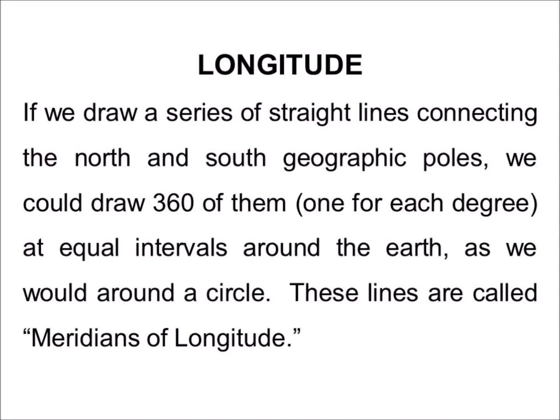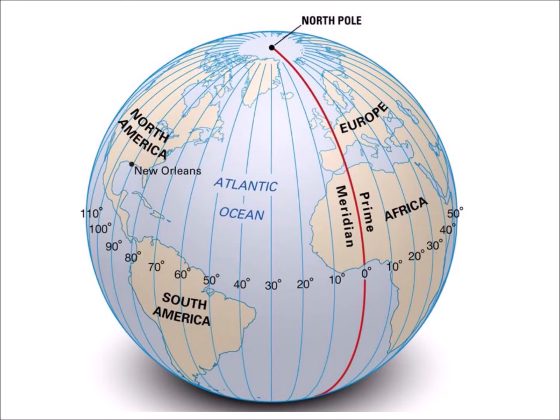Longitude. If we draw a series of straight lines connecting the north and south geographic poles, we could draw 360 of them, one for each degree, at equal intervals around the Earth, as we would around a circle. These lines are called meridians of longitude. Here's a schematic of the Earth showing a series of lines connecting the North Pole and the South Pole. These are meridians of longitude.